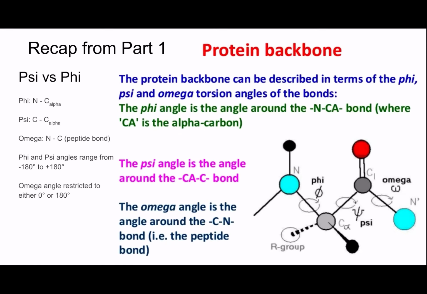So we will continue off from part 1 by talking about rotational angles about the various bonds in the polypeptide backbone. To recap, the omega angle is between the nitrogen and the carbonyl-bearing carbon, and is restricted to either 0 or 180 degrees, while the phi angle is between the nitrogen and the alpha carbon, and the psi angle, which is between the alpha carbon and the carbonyl-bearing carbon, are both able to freely rotate at any angle. However, due to steric interactions, certain angles are more stable and are primarily seen.